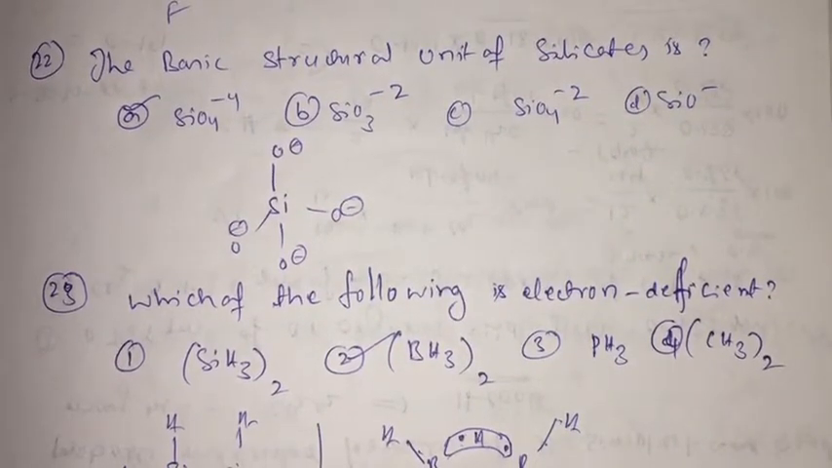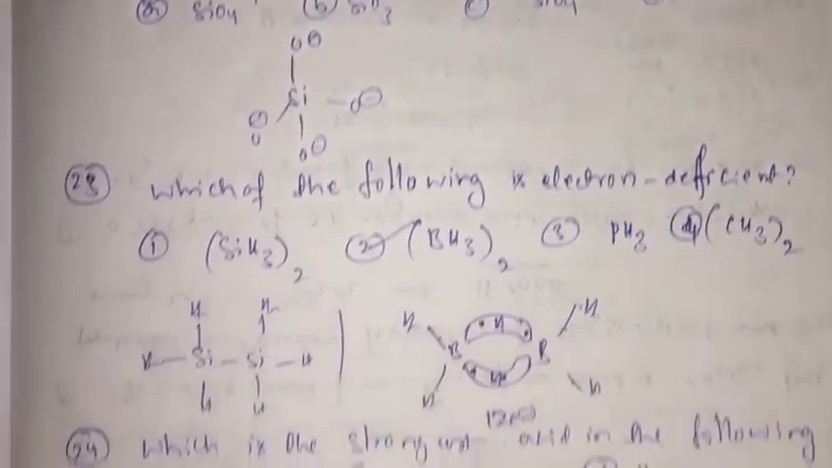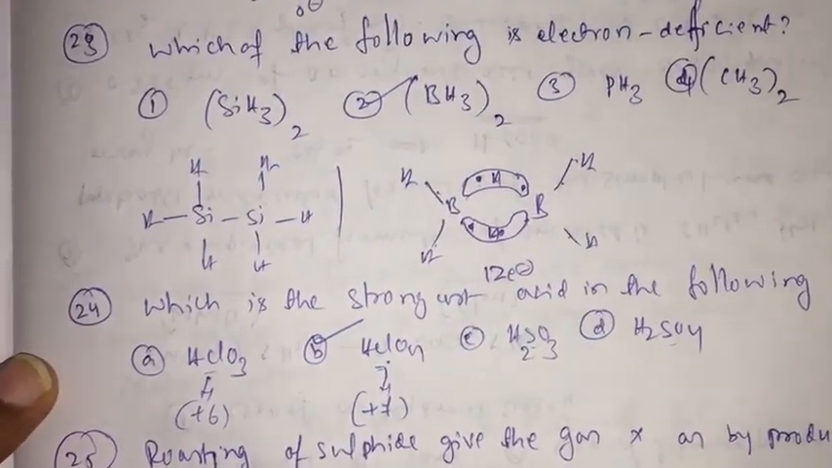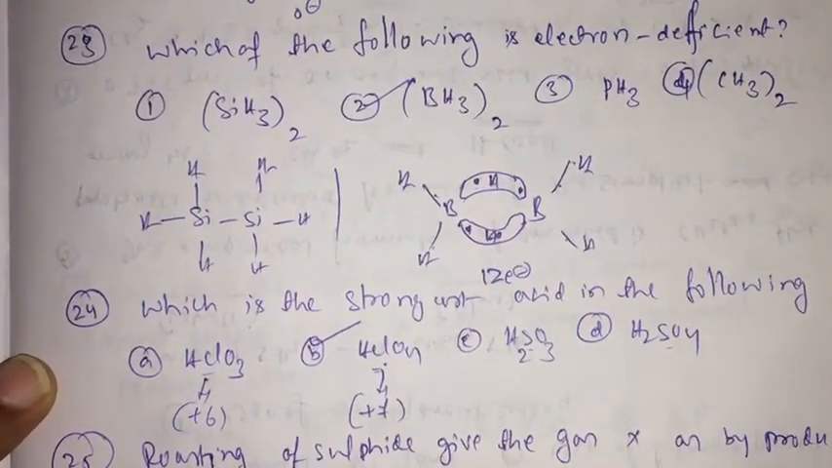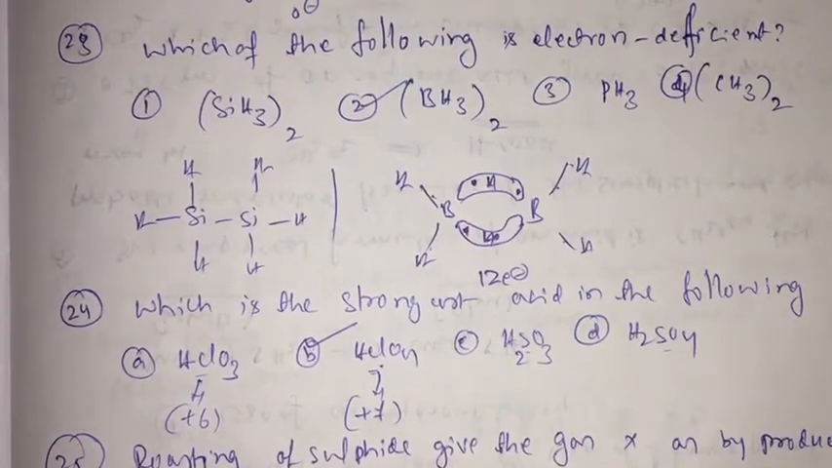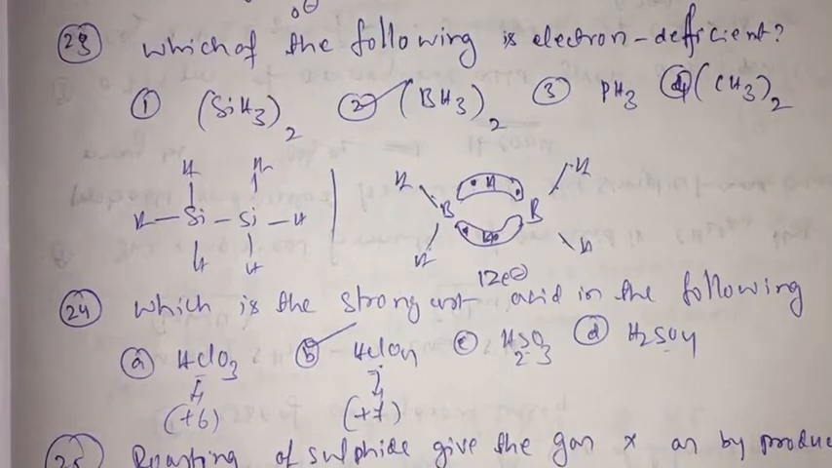Next, the basic structural unit of the silicates is based on the factor, so the answer is SiO4 4-. Next, which of the following is electron deficient? B2H6, you know that well-known one, has the bridge bond. That is what makes it electron deficient.